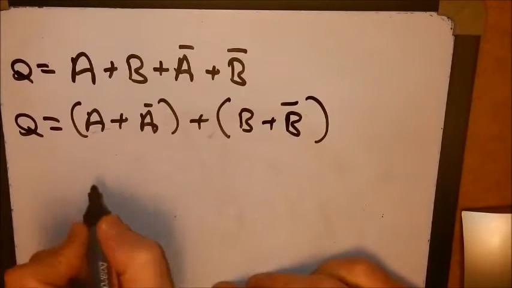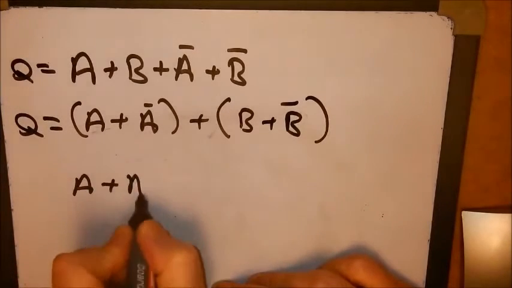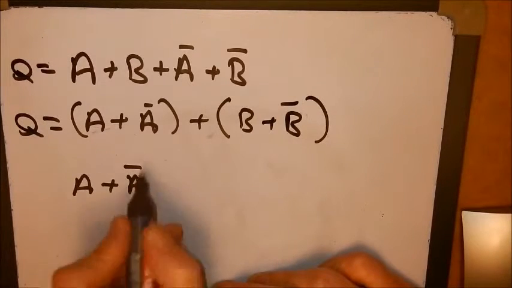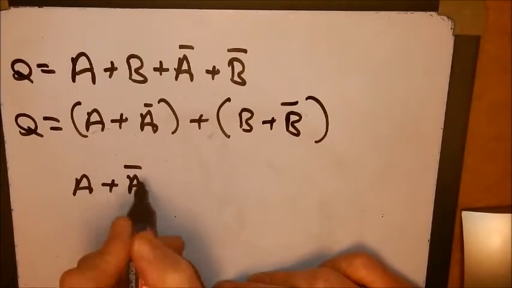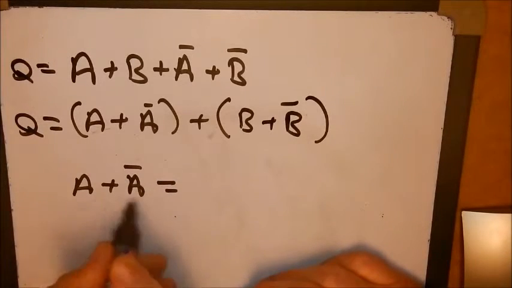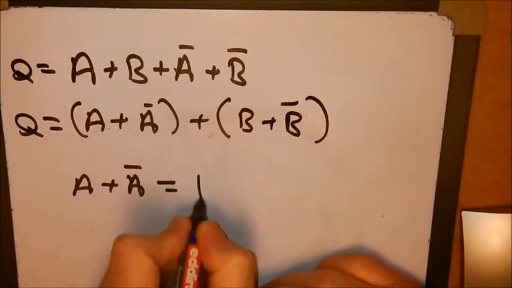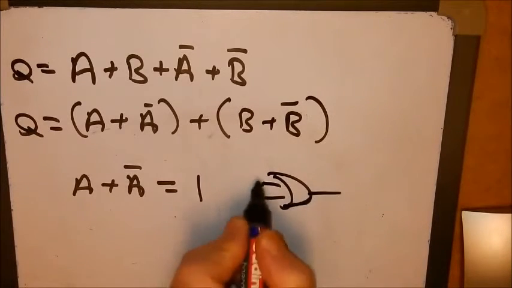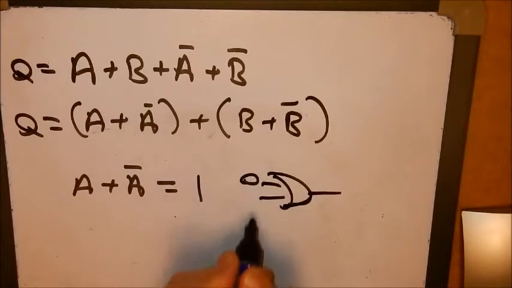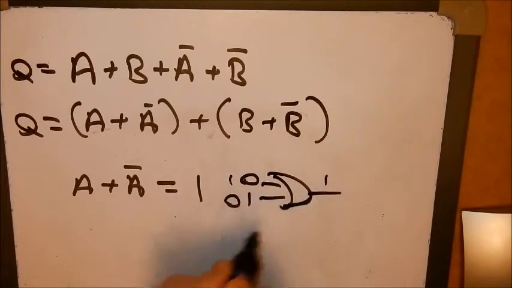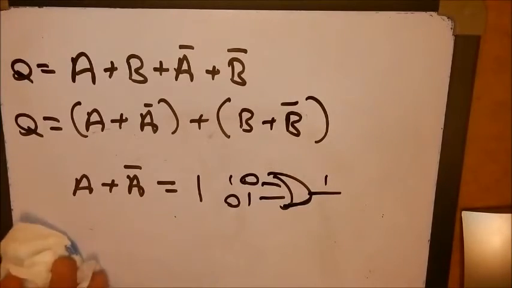The tautology law, the one that we looked at earlier when we were looking at the identities, told us that something that is ORed with the NOT of something, so A ORed with NOT A, would simplify to being a 1. We can look at that as a gate. If we've got the NOT of something, if it's a 0, it's going to be a 1 on the other side, and if it's a 1, it's going to be a 0, and it's an OR gate, so we're always going to get a 1 out here.